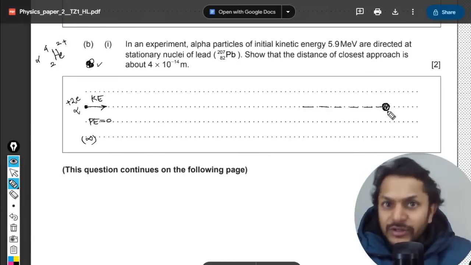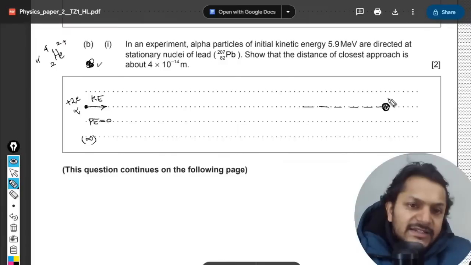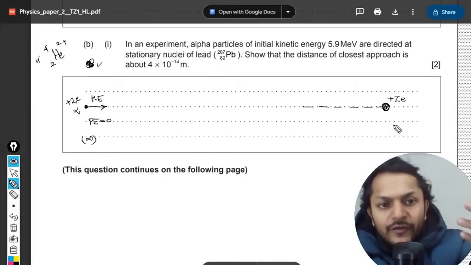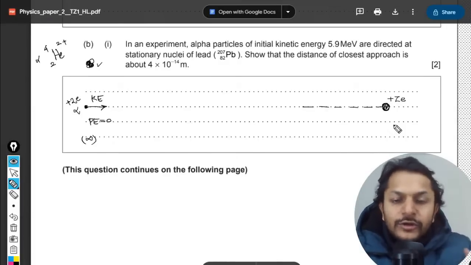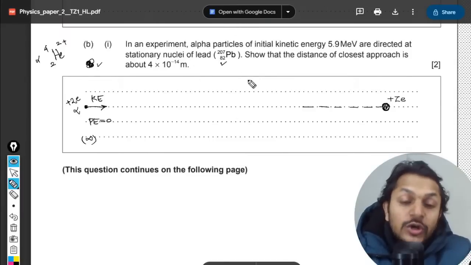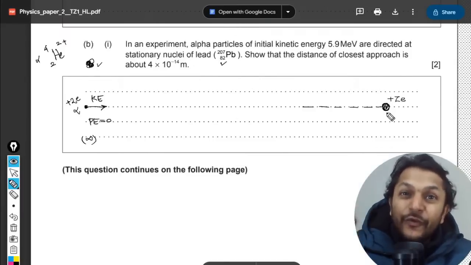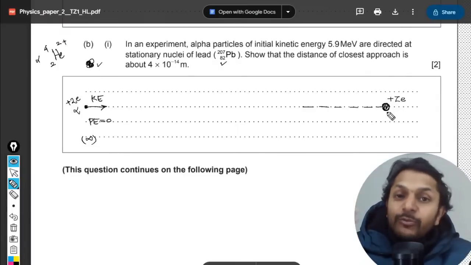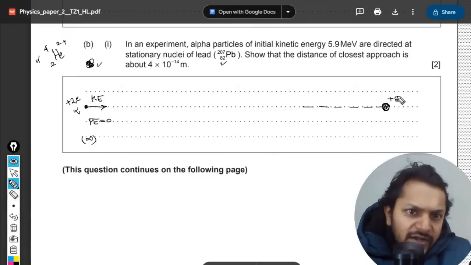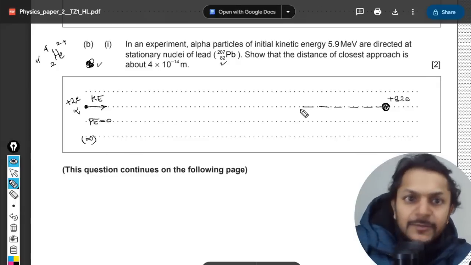Obviously, the nucleus is also positively charged, and Z is the proton number. So I can say that Ze is the charge of the nucleus. Like you're talking about gold, you're talking about lead. In the case of lead, it is 82. It means that the nucleus is the house for 82 protons. One proton has a charge of e, so the charge here will be 82e. Instead of Ze, we can write 82e, because this is the nucleus of lead.